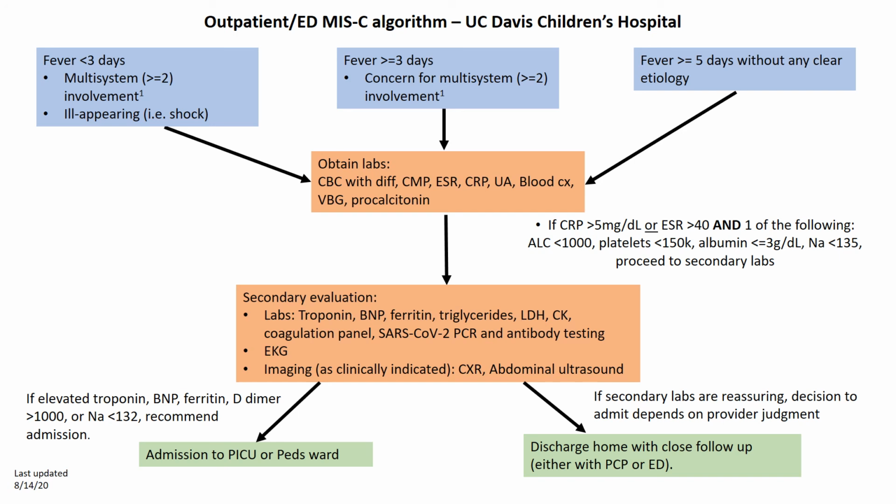If they have elevated troponin, BNP, ferritin, a very elevated D-dimer, or significant hyponatremia, we are recommending admission. Depending on their clinical illness severity, that may be either to the PICU or the PEDS ward. If their secondary labs are reassuring, we're leaving it up to the provider in the ER or the outpatient provider to decide whether or not admission is necessary. If they are sent home, we are recommending close follow-up, especially if fevers persist, with re-presentation to the ER or to the PCP for a repeat lab evaluation to see if things are evolving over time if the fevers persist.